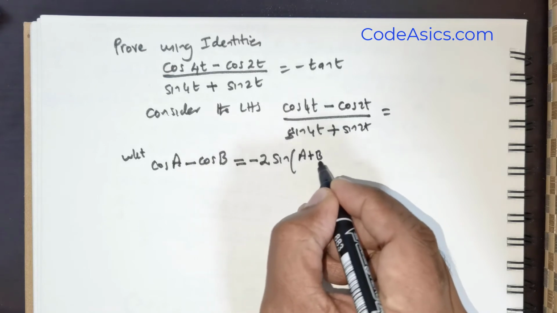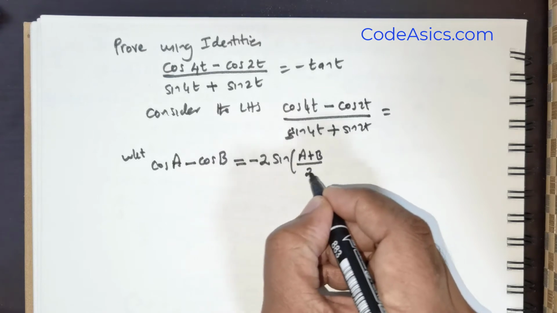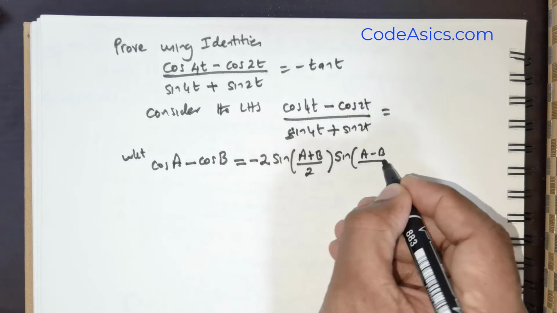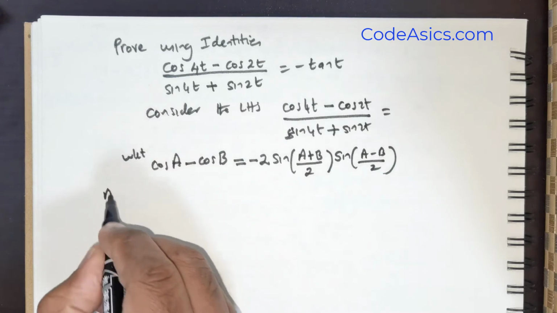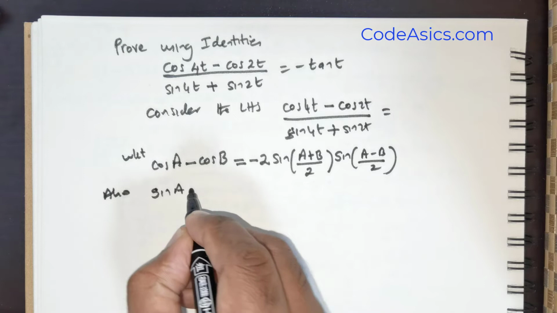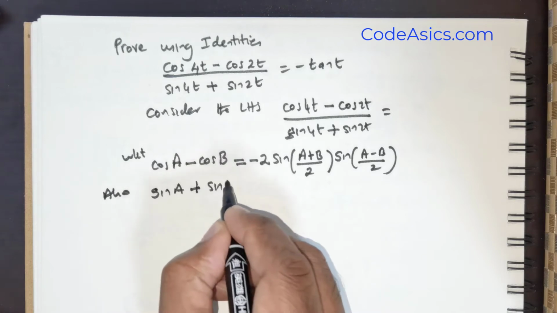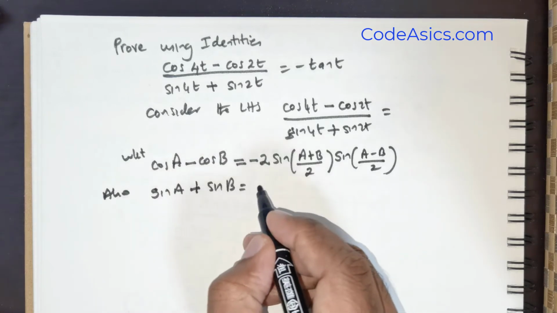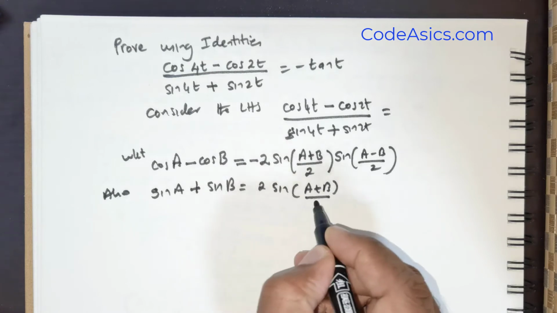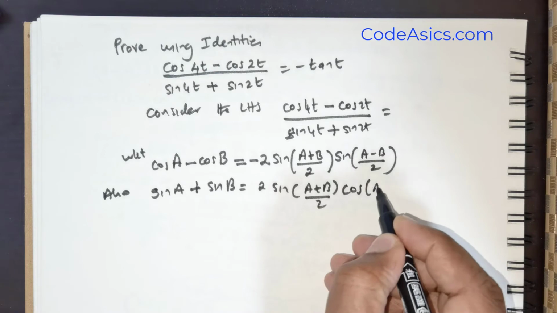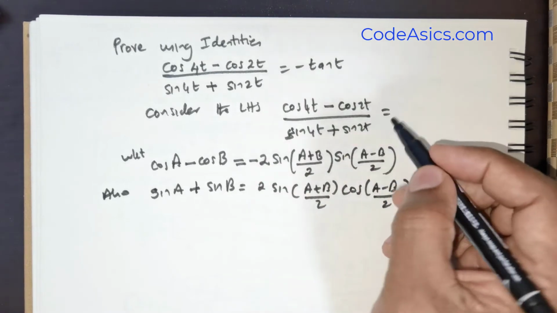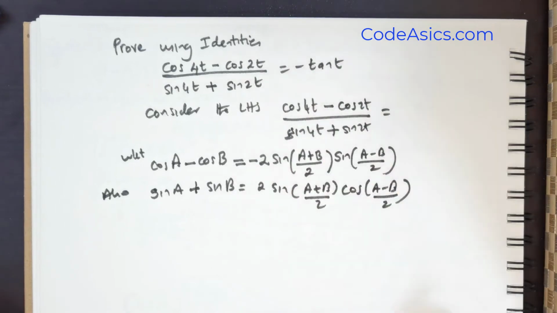negative 2 times sin of (A plus B) divided by 2 times sin of (A minus B) divided by 2. Also, we know that sin A plus sin B is equal to 2 times sin of (A plus B) divided by 2 times cos of (A minus B) divided by 2. So we will be using these two formulae in the left hand side.